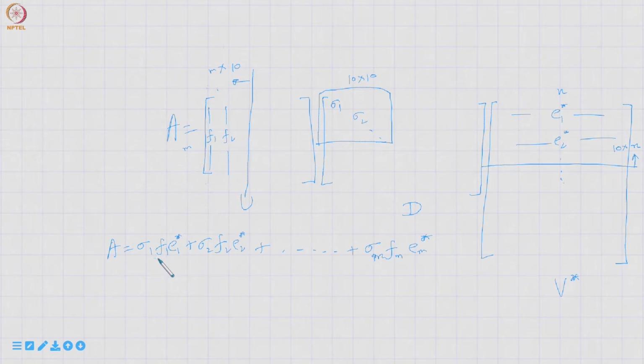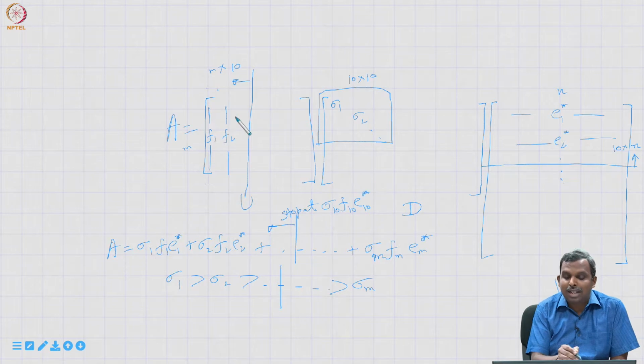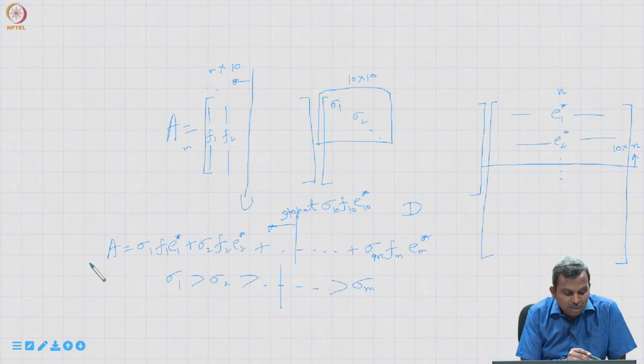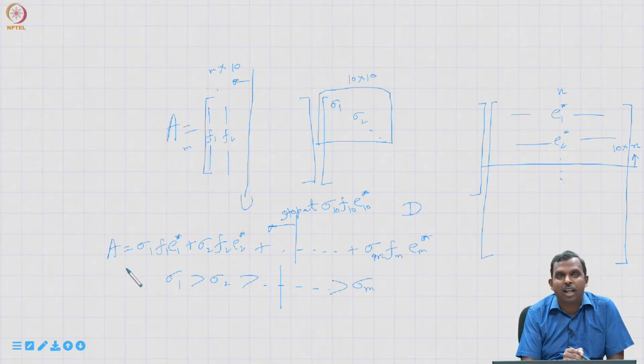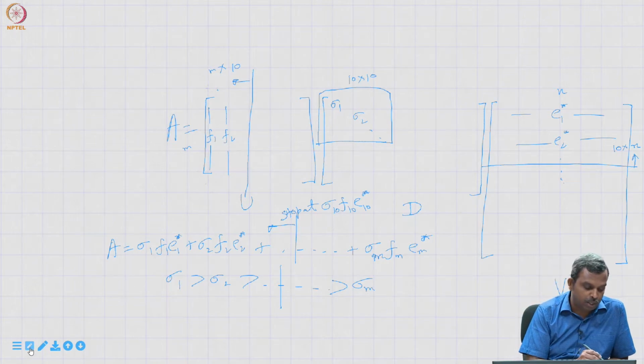So all of them together will give you A, and I know sigma 1 is greater than sigma 2 greater than so on. So if I want a good approximation, I can stop somewhere here. In this product, I will stop at the 10th point, at sigma 10, f10, e10 star. That's the same as in this matrix picture, stopping like this. When you do that, I hope I will get a reasonable approximation for A. So that's the thinking when people do these kind of approximations. Keep that in mind.